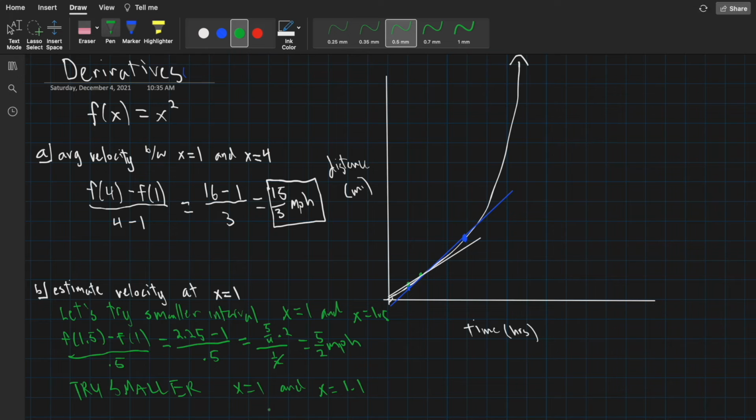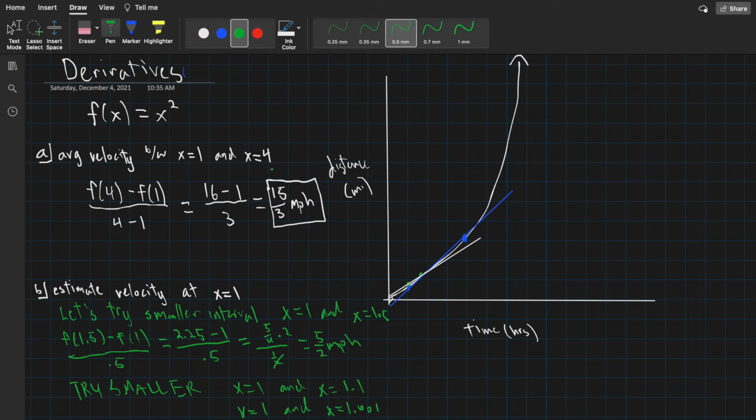But notice that no matter how far we go, I can always complain that the distance between these two numbers is too large to give us an accurate enough estimate. However, our estimates will be getting better and better. So we can expect this 1.001 to be better than our estimate from taking the average velocity between x equals 1 and x equals 1.1, which is then better than this, which is then better than our really wide interval.